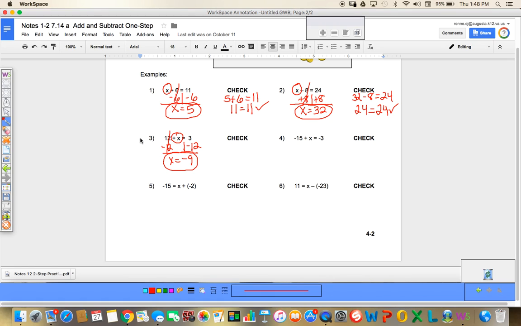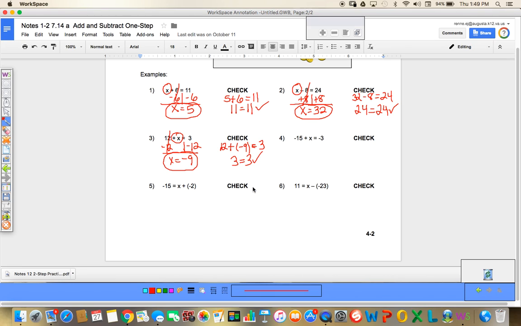Now let's check. So our equation says 12 plus my answer, which is negative 9, equals 3. Now, this is the part where if you're not real good with negatives and positives, you can double check this in your calculator by hitting 12 plus 9 negative. And if you do that or do it in your head, you should get 3. So the left side is 3, the right side we already know equals 3. So it does in fact check.